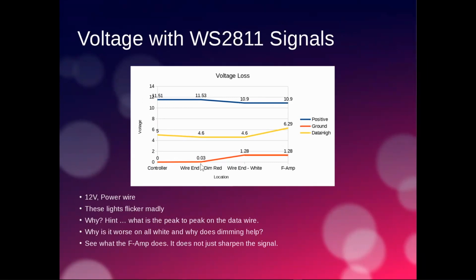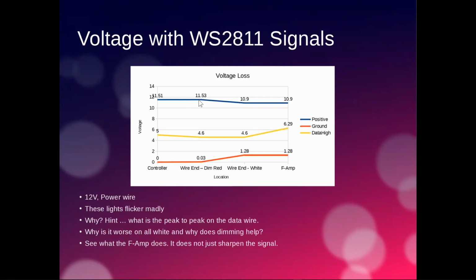If I then go to the end of the wire and I turn the pixels on a really dim red, just bright enough so that I can see them, we're starting to draw some current through the wire. And we see a couple of things happen. We do see that the ground is no longer zero, because the resistance in the wire causes this voltage to change from zero, and it's now slightly above zero. The data voltage has dropped a little bit, not significantly, and the 12 volts has dropped. Well, it's actually increased, but in reality, it's dropped a little bit. But basically not much has changed here.